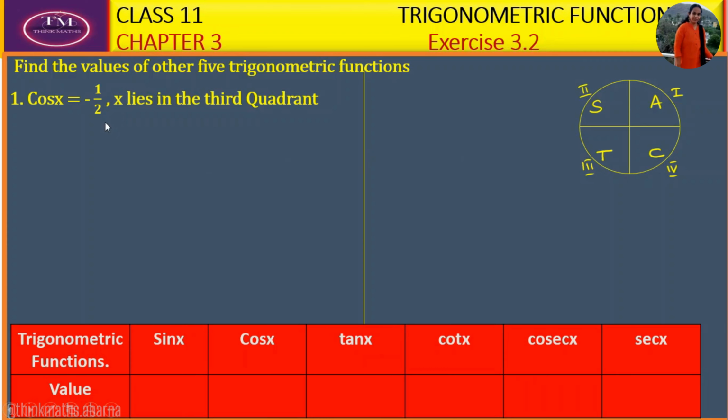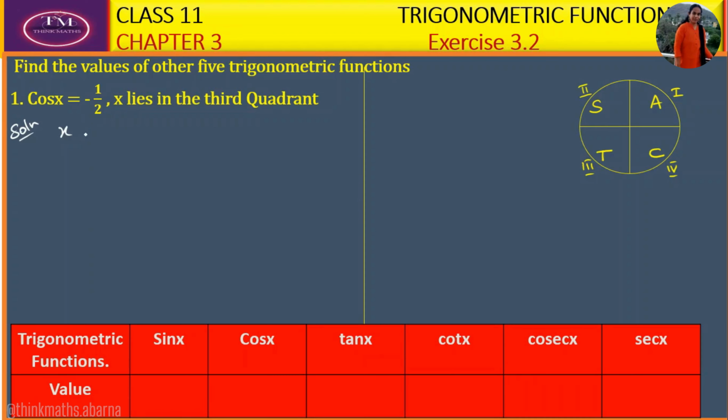So here we have to find all the other 5. In each case, if you find the cos, sin and tan, the other functions are inverses of these. So let us try to find the cos, sin and tan, and then we can easily find their inverses. In the third quadrant, tan is positive, so sin and cos are negative. Already the cos value is given, so the sin value will be negative.